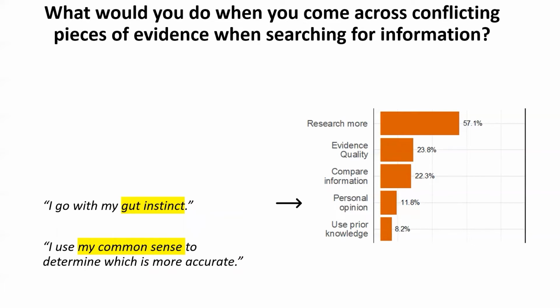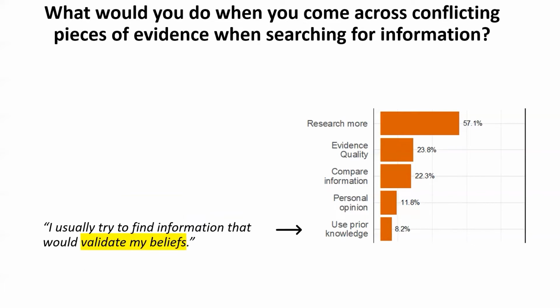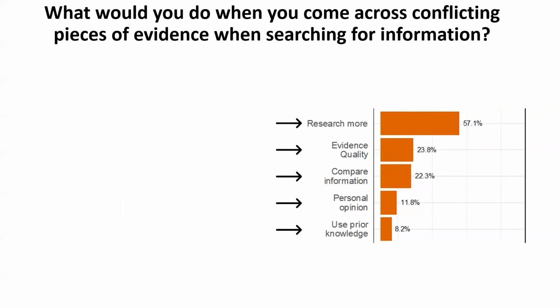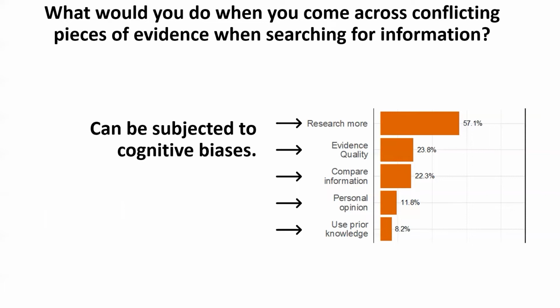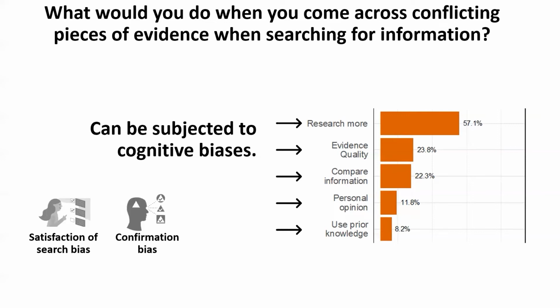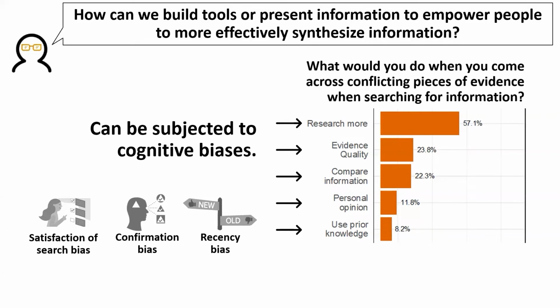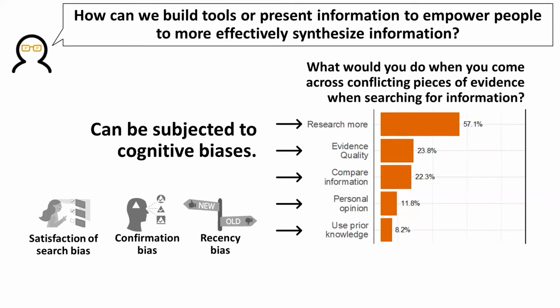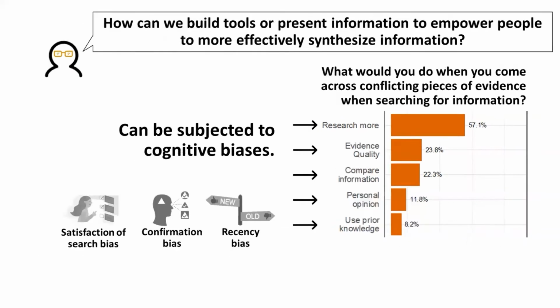However, some will rely on their gut instinct or common sense, and some will seek out information that validates their beliefs. And you can see all these strategies can be subjected to cognitive biases, such as satisfaction or search bias, confirmation bias, recency effects, among many others. So to mitigate these biases, we should think about building tools or presenting information in ways that empower people to more effectively synthesize information, so they can better understand the risks behind their decisions.